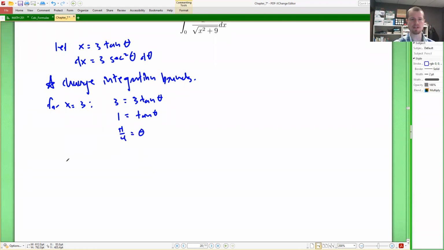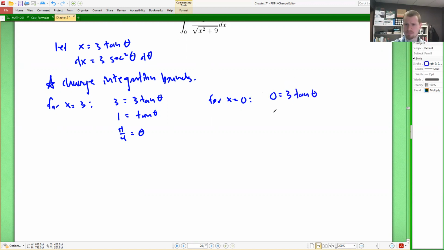For the other integration bound, let's go ahead and write that over here. For x equal to 0, the lower integration bound, that's going to give us 0 is equal to 3 times the tangent of theta.